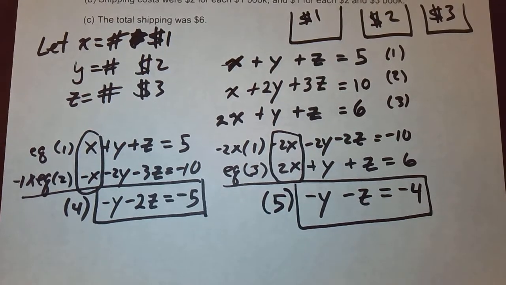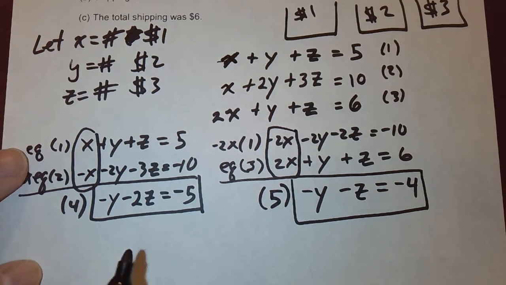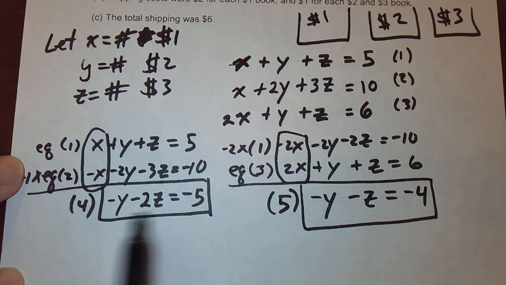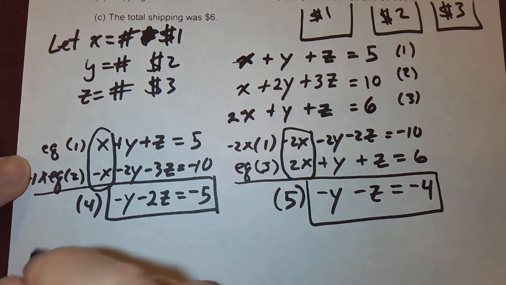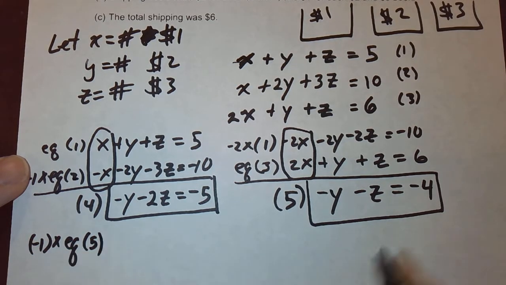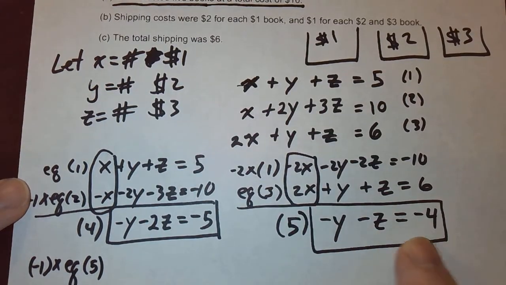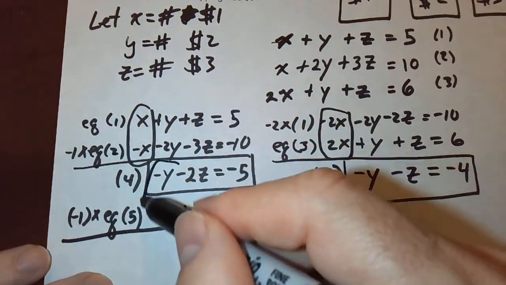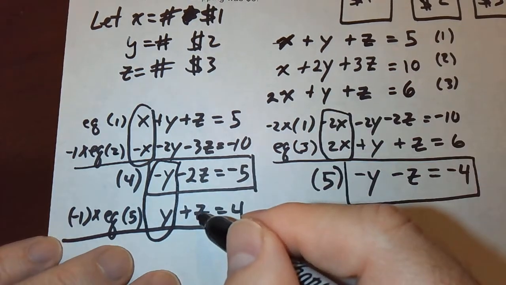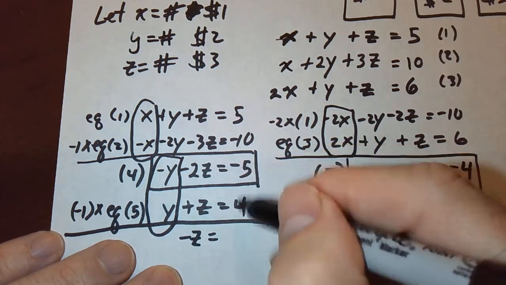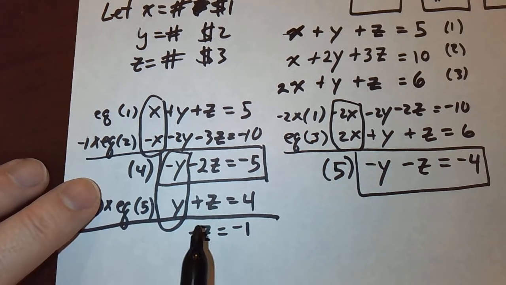So I'm going to use equations 4 and 5 to solve for y and z. So maybe right underneath 4, I'd like this to be a positive y, so that the negative y and positive y would cancel out. Let's do negative 1 times equation 5. They would become y plus z equals 4. And the y's cancel out. Negative 2z plus z is negative z equals, add these two together, you get negative 1. So that means z is equal to 1.